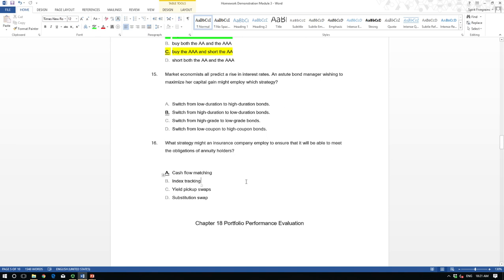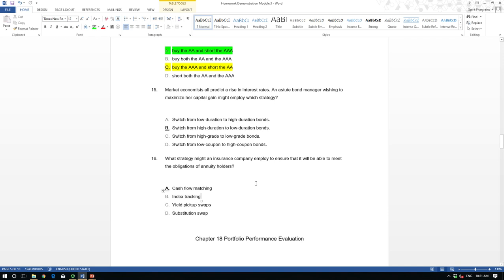Number 16. What strategy might an insurance company employ to ensure that it will be able to meet the obligation of annuity holders? You say, hey, immunization. Well, immunization doesn't make sure that will happen, because here the insurance company needs to match cash flows in order to meet the obligation of annuity holders. So the answer is A, cash flow matching.